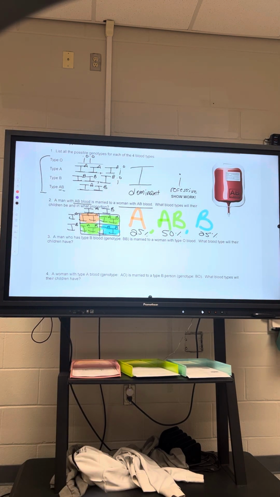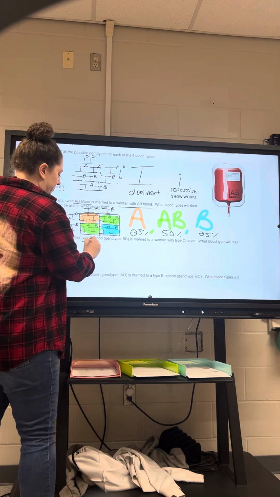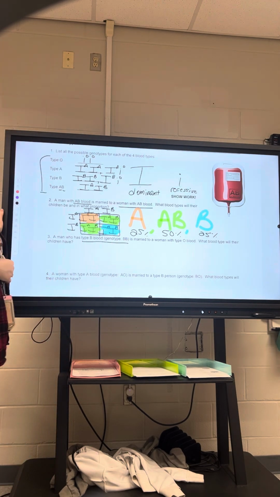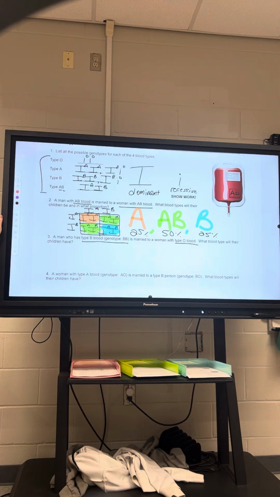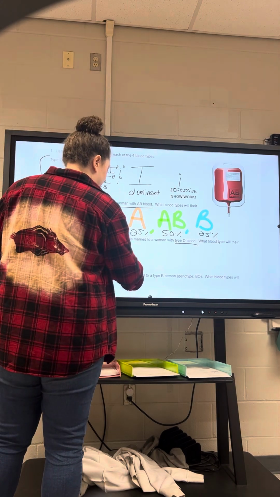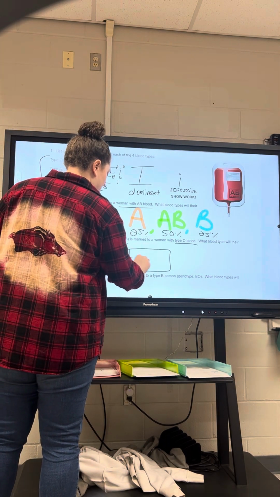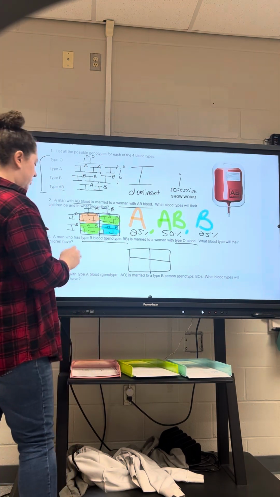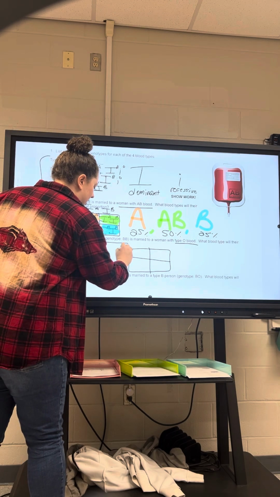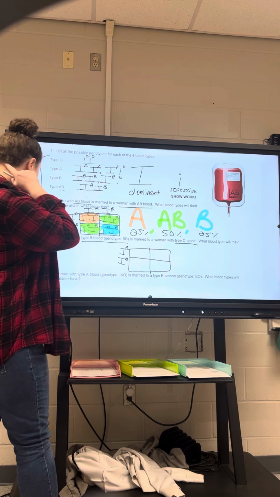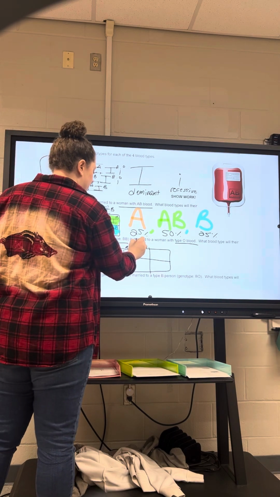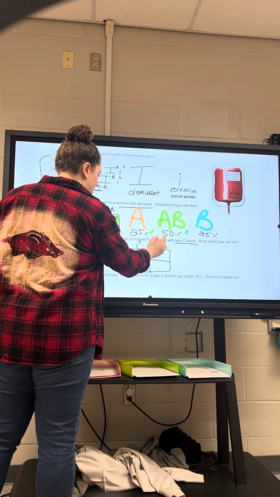Okay. We're going to do number 3 together as well. On number 3, a man has type B blood, genotype BB, so that means he's going to be homozygous. He is married to a woman with type O blood. What blood type will their children have? So let's set up that Punnett square. The man is type B, so I B, I B. And the woman is type O, so i O, i O.